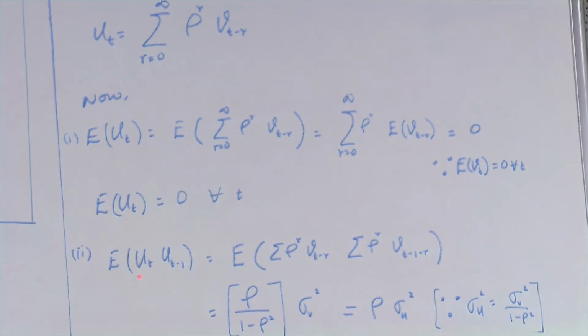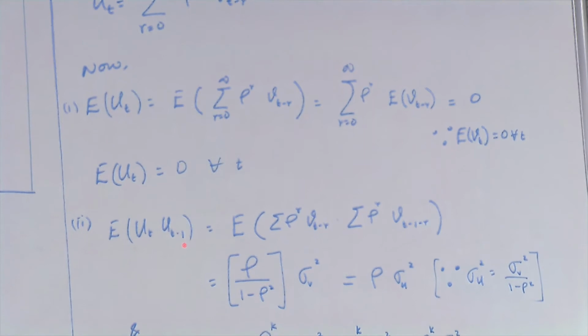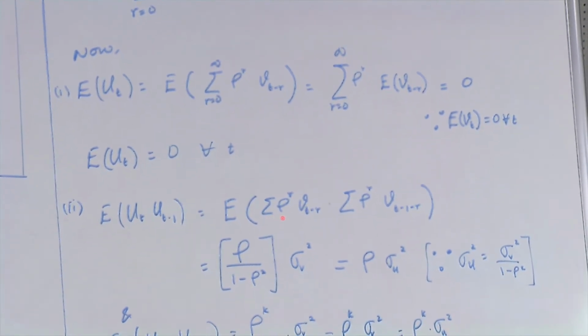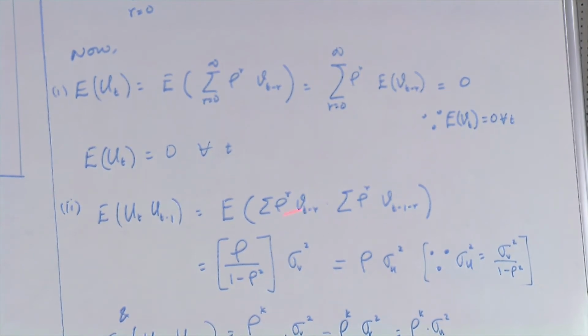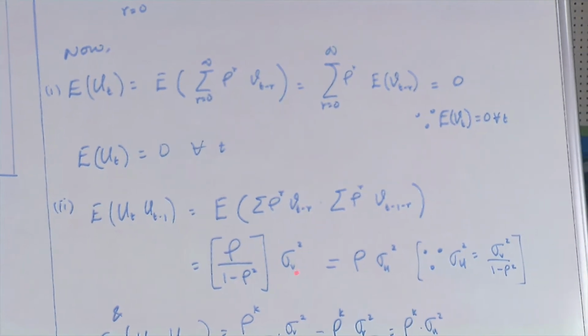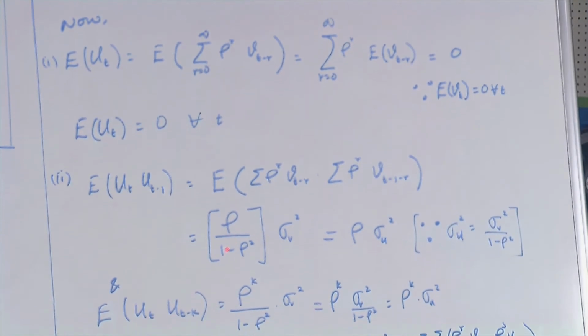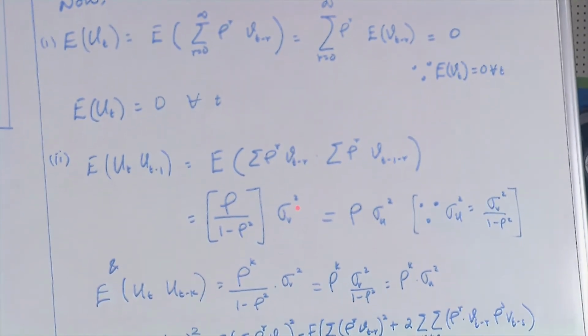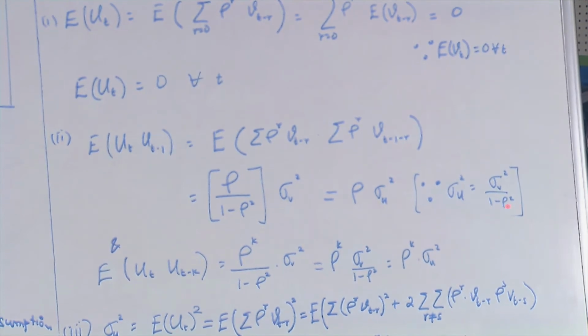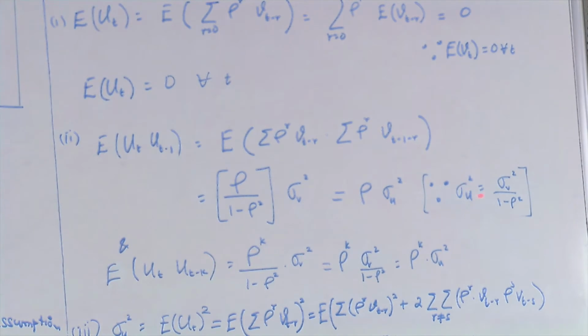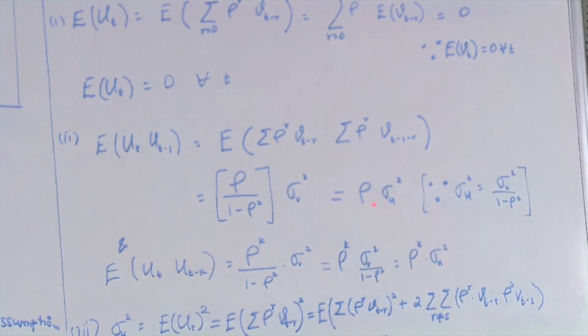We may now derive the covariance of ut and ut minus 1. That is equal to sigma r varies from 0 to infinity rho power r Vt minus r. Similarly, we may derive rho power r Vt minus 1 minus r. So we may multiply this, and we can finally end up with this result: rho by 1 minus rho square, times sigma v square. We are going to find sigma u square is nothing but sigma v square by 1 minus rho square, because here sigma u square is the variance of u and sigma v square is the variance of v. So this may be reduced to rho into sigma u square.